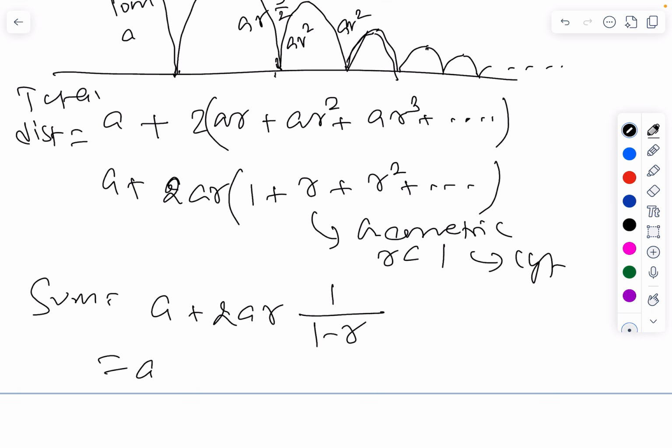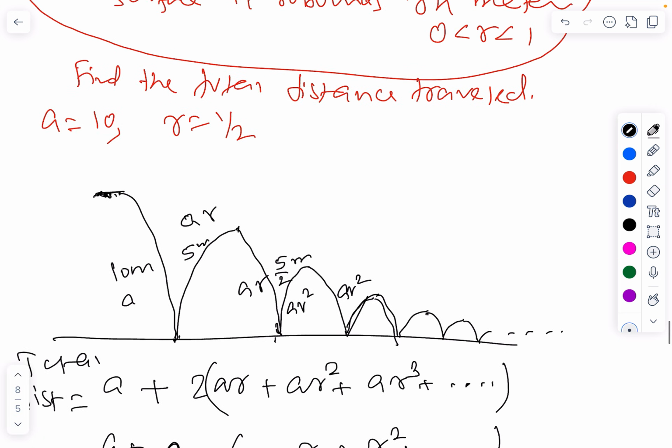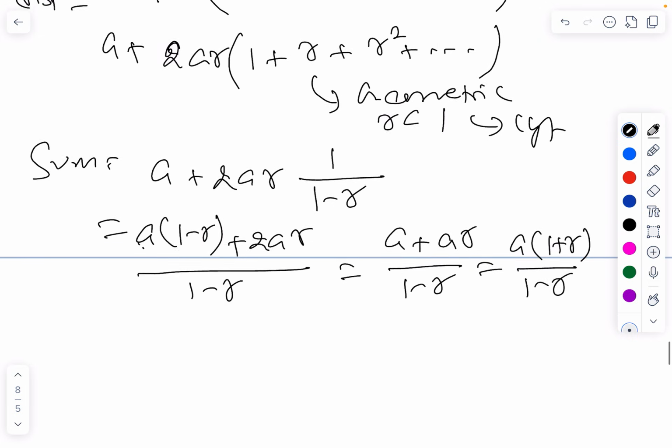So A(1 − R) + 2AR over (1 − R), which is A − AR + 2AR, so A + AR over (1 − R). So this is A(1 + R)/(1 − R). This is the total distance covered. Now if I take A equal to 10 and R equal to 1/2, you will get the answer for this particular case.